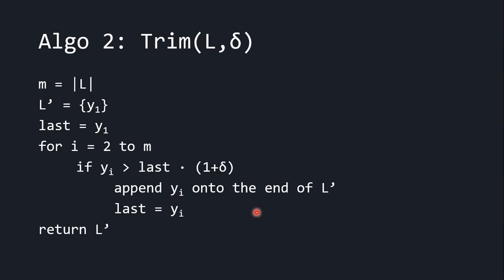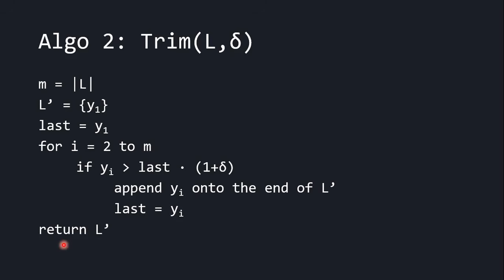Here is the pseudocode. m is the size of the list L, yi is the ith element of L. A new list L prime is defined such that it contains y1. Last is the variable that is equal to the last element of L prime. Now we iteratively select elements from L to put into L prime. If yi is greater than last multiplied by (1 plus delta), then only it will be appended onto L prime and last will be updated with yi. In the end, L prime will be returned.